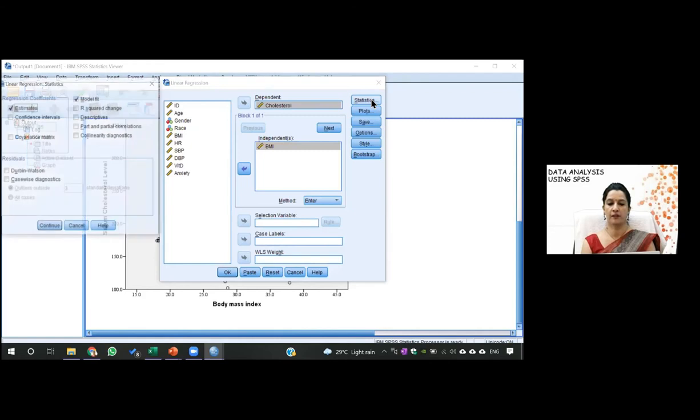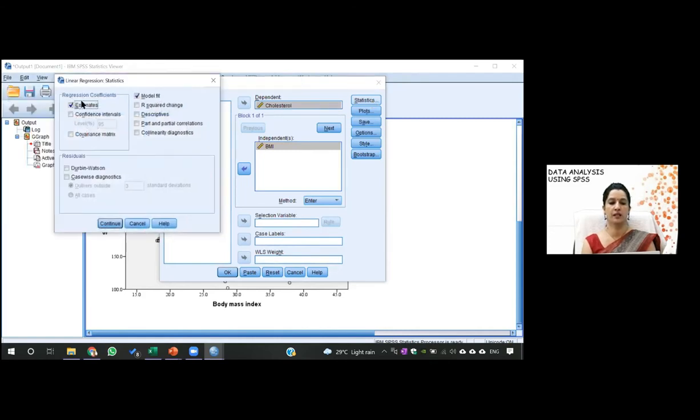If I come to the statistics, you can see here that this regression coefficient is the beta. I need the confidence interval also, because this confidence interval will tell you the difference between the predicted means in the population. So this confidence interval I have clicked. Then the residual, we have to check. I have told you regarding the 3 functions of residual. The first function we did for the homoscedasticity.